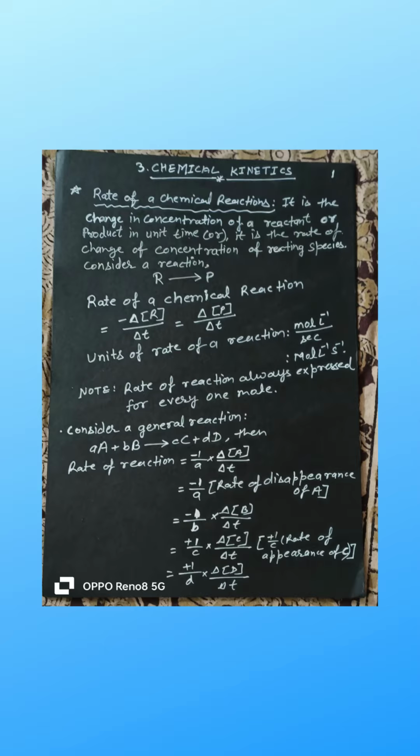This means, whether you find the rate using A, or using B, or using C, or using D, the value of the rate will always be the same. You only need to divide by their numbers.